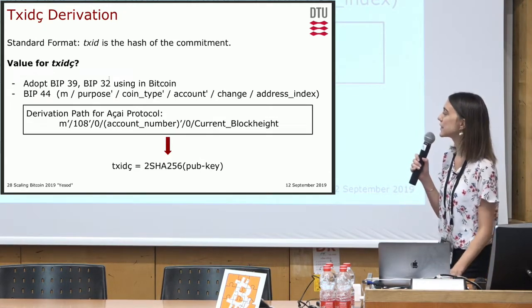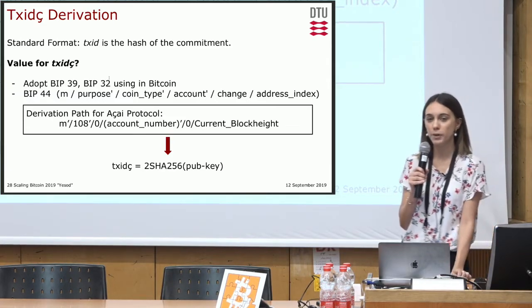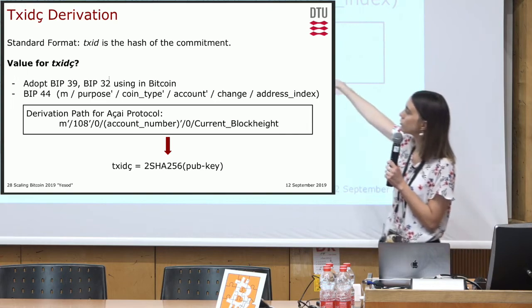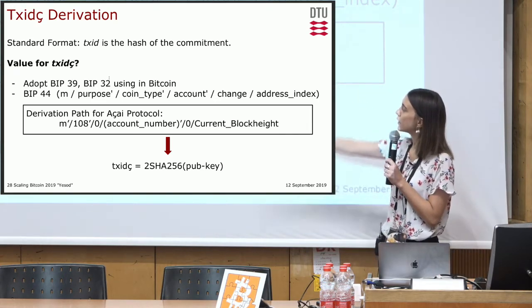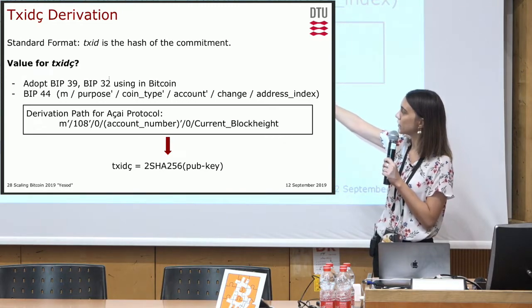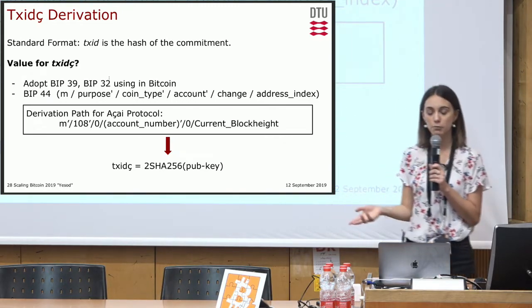So we define the TXID ASI as the double hash operation on the public key that is derived through this derivation path. An important thing to notice is that the last index of this derivation path is the current block height.